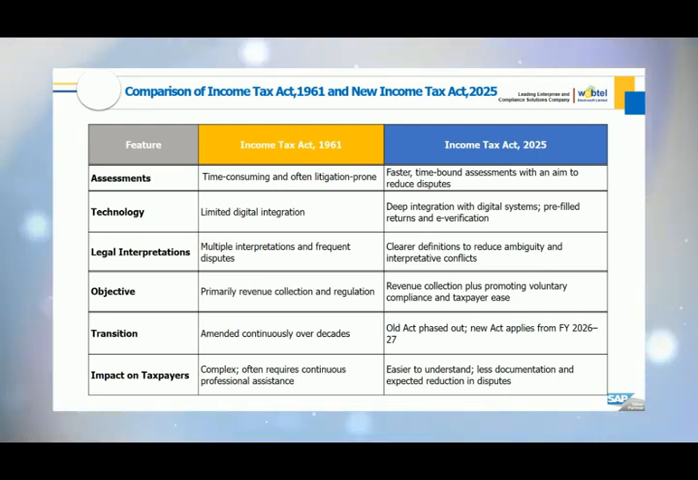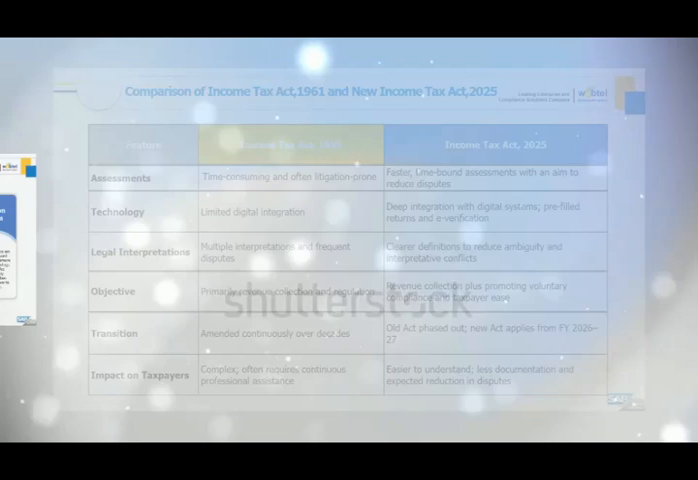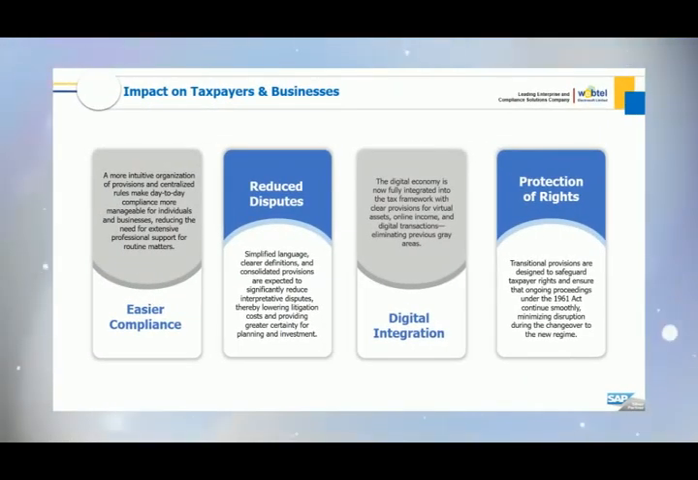and disputes. The new act introduces fully digital compliance through faceless assessments and appeals, pre-filled returns, and electronic verification. Assessments are designed to be faster and time-bound, supported by clearer legal definitions that reduce ambiguity in litigation. The overall objective moves beyond revenue collection to promoting voluntary compliance, taxpayer ease, and certainty, with the new law applicable from financial year 2026 to 2027 under a structured transition.